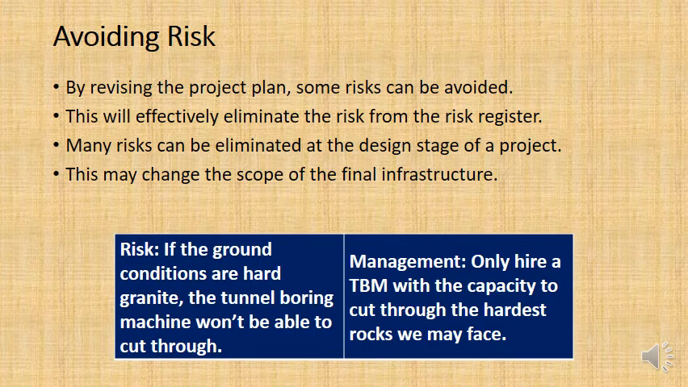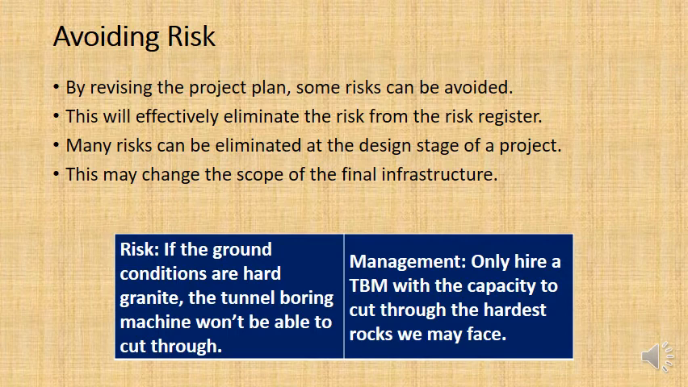So let's look here at an example of avoiding risk. Now, this is where you basically can revise the project plan, the scope of the project even, and certain risks will be eliminated. They will be taken out of the risk register. The probability will be reduced down to 0.